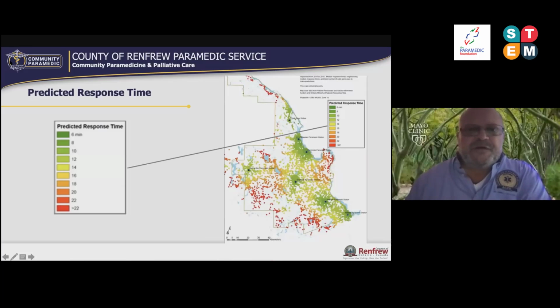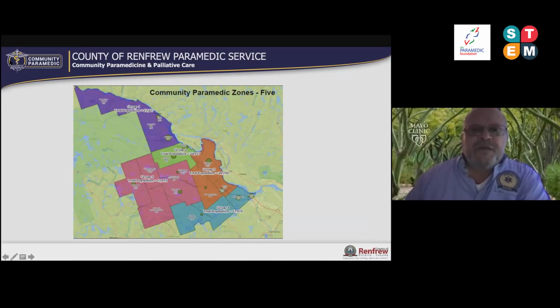And here's a graphic that displays the time that it usually takes for them to respond into these areas. You can see that in the more urban parts of the county, the response times are relatively short. And as you get out into the distant part of the county, the response times are longer, and that's simply a factor of time and distance. They have 5 zones assigned for their community paramedics. So each of the 5 FTEs that I mentioned earlier is located and is covering one of these 5 districts every day.